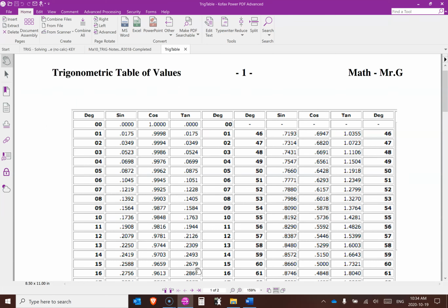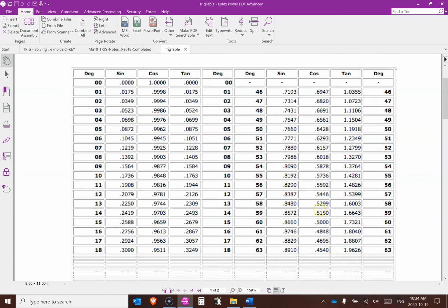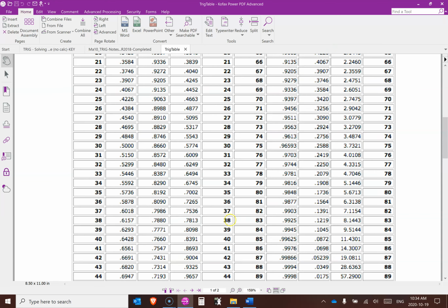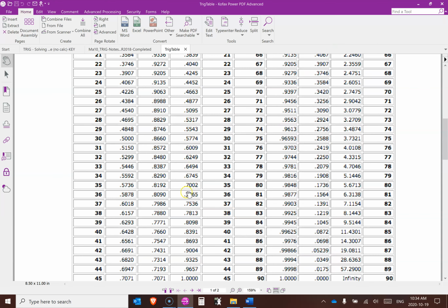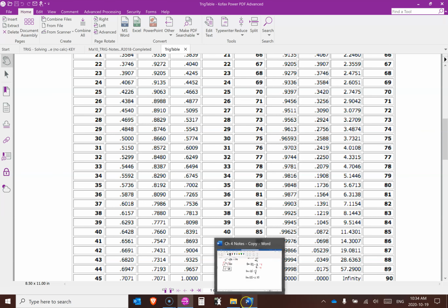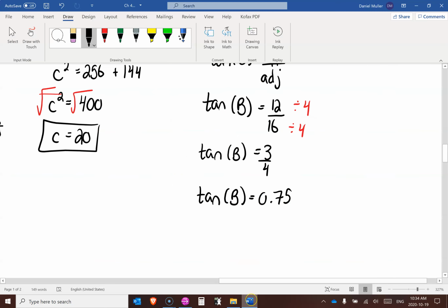tan, so this column, 0.75. Oh, here we go. Tan 0.75 is 37 degrees. Really? Wow. Okay. So B is equal to 37 degrees. And of course I got that from the table.